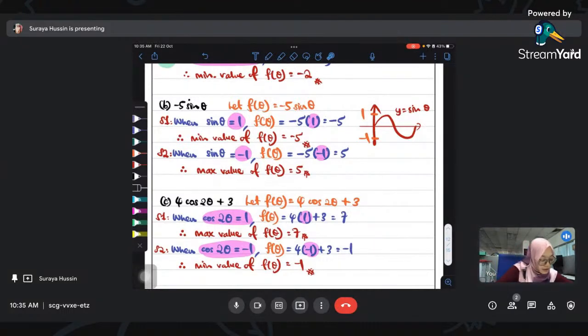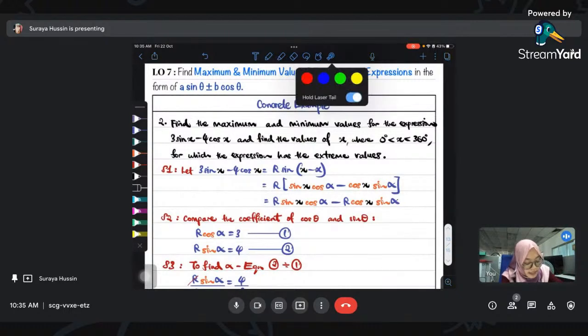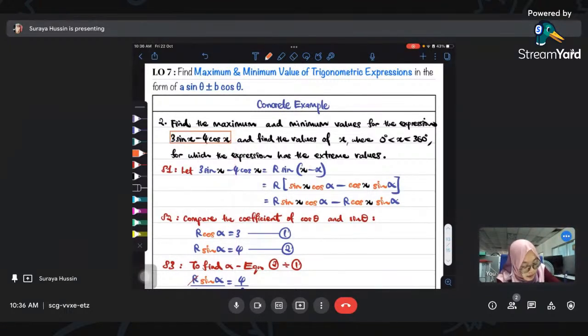Now, let's go to the final question from me. The last question. Find the maximum and the minimum value. This one, it already says find: find the minimum and the maximum values for the expression. I seem to recognise this expression. This expression has to be put into R form first. I cannot solve this expression without using R form.